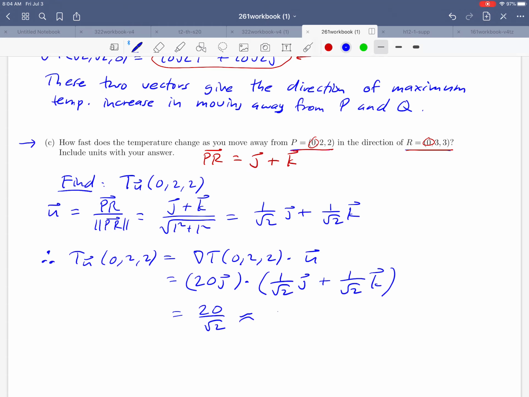That's about 14.14. And the only remaining question is, what are the units on that answer that we got? What are we measuring the rate of change of in this case? Well, temperature. So our unit should be degrees Celsius per, and then distance is being measured in meters. So this rate of change is degrees Celsius per meter. There's our answer.